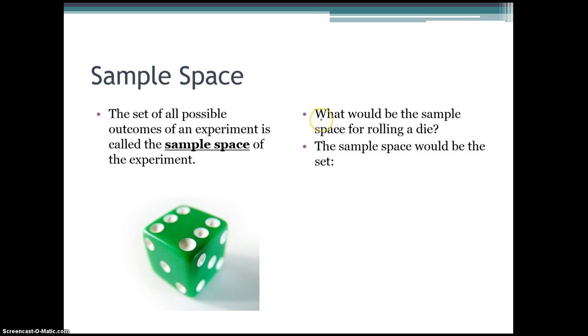We're going to do S equals, and then don't forget your curly braces. So when I roll a die, I could get a 1, I could get a 2, I could get a 3, I could get a 4, a 5, or a 6. That would be the sample space for this particular experiment. We could also talk about the cardinal number of this set, which would be the number of items or elements in this set, which would be 6.